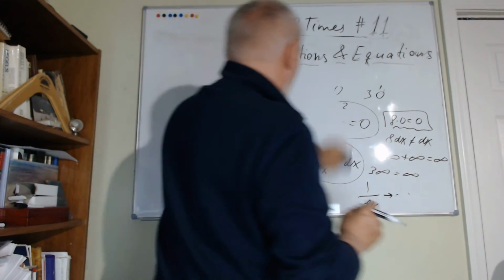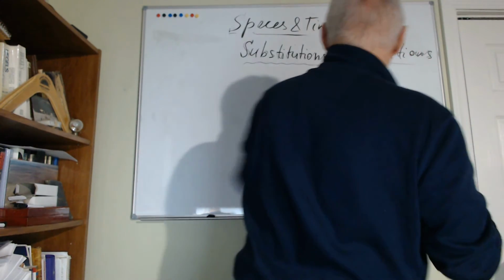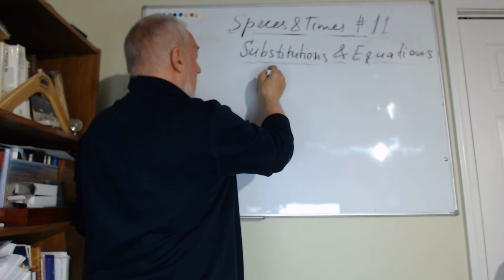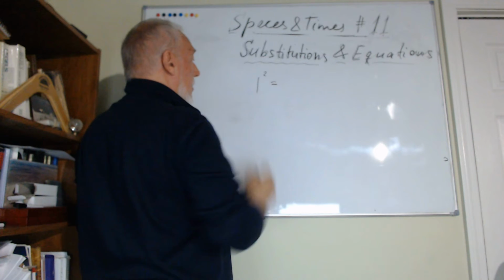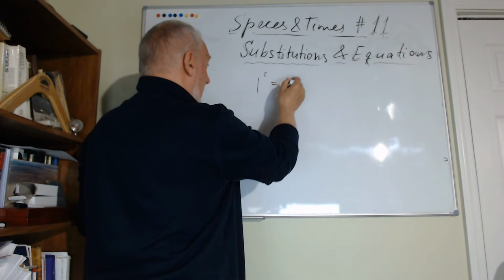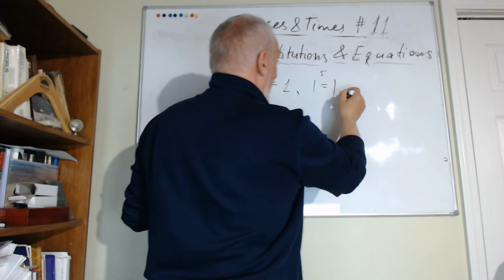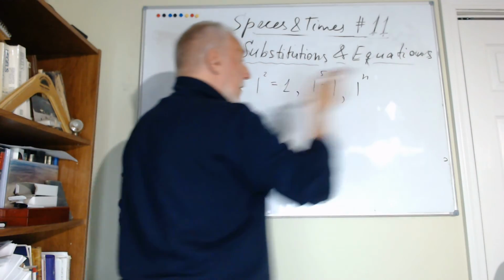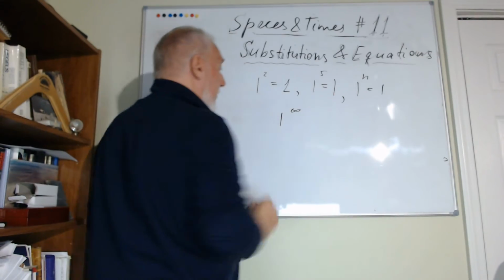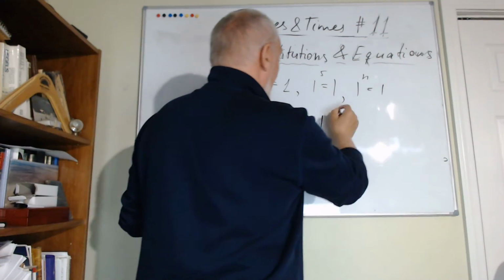Another point we talked about sometime: for example, 1 squared. What is the result? 1. 1 to the power of 5 is 1. 1 to the power of n, whatever, is still 1. So 1 to the power of infinity is 1? Is it really 1?